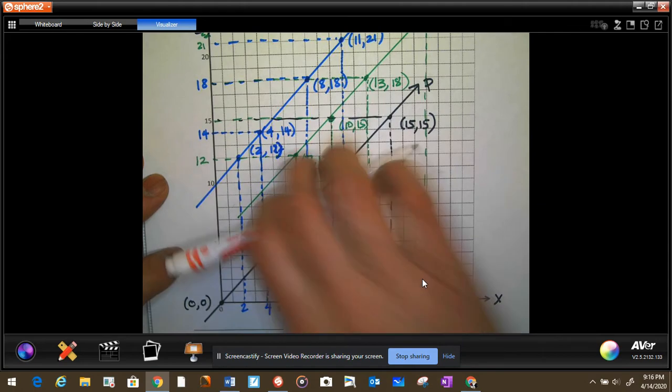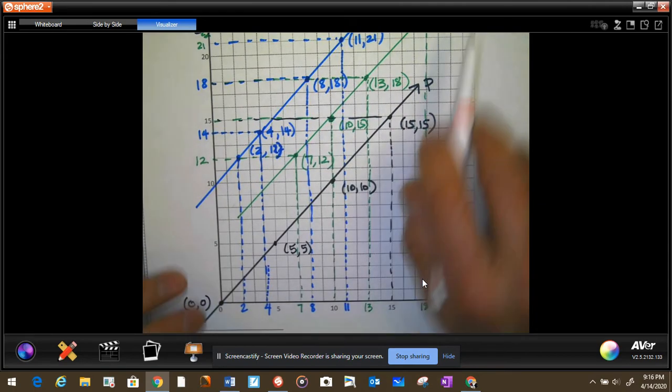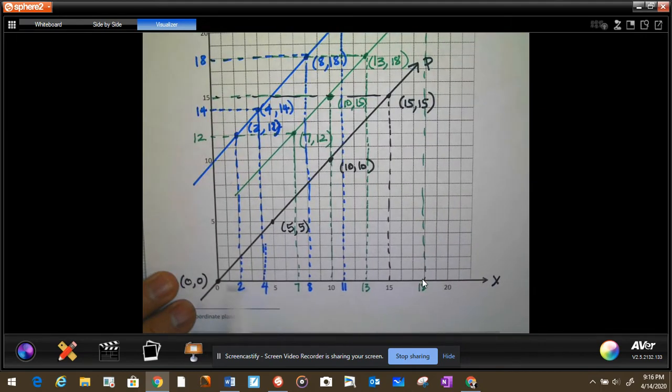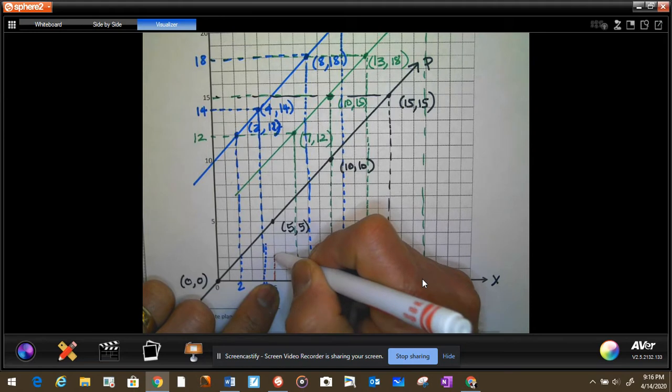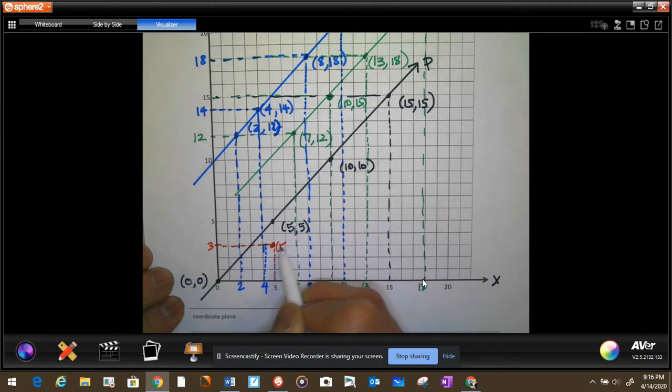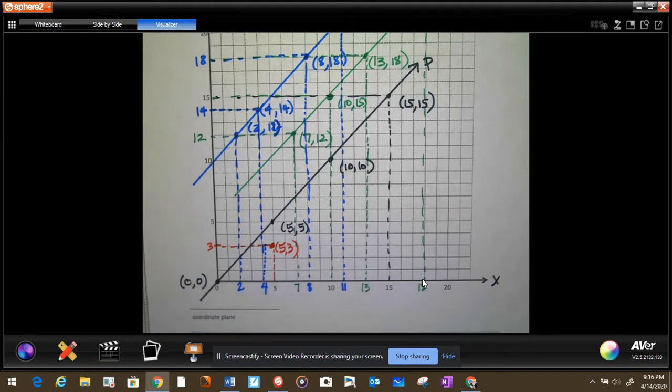What happens to the line? Let's see where we're going to place this one. So our first point is going to be 5, 3. So we're going to run to x is 5, and 3 is 2 less than 5. So this is the point, 5, 3. Okay.